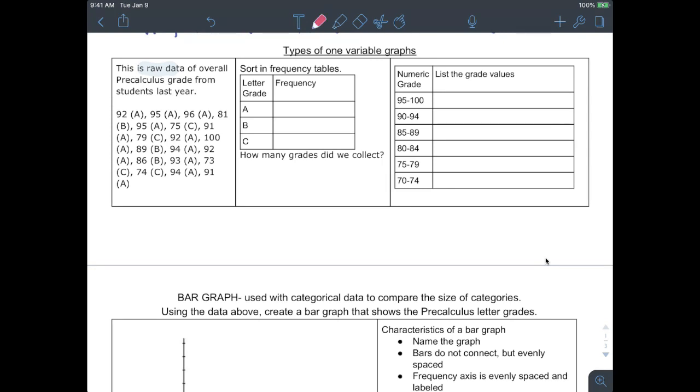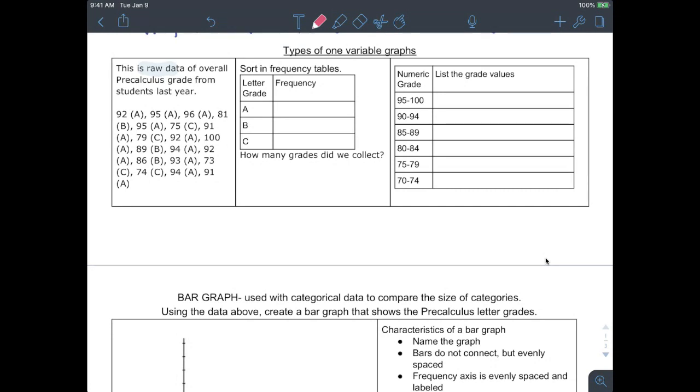The first thing we're going to do is organize this data into frequency tables so it's easier for me to graph this information. First off, we're going to create a frequency table that uses our category of letter grades. So how many A's, B's, and C's did we have in class last year? We go one at a time.